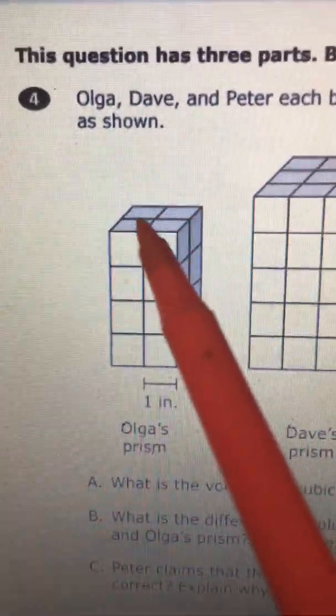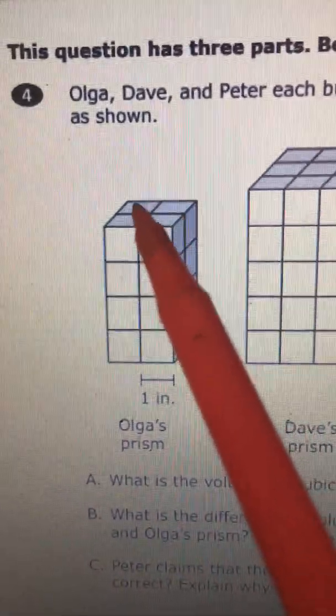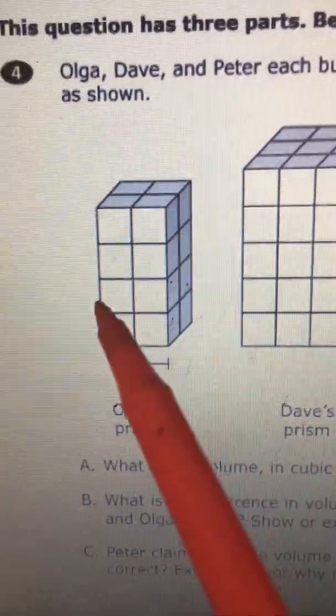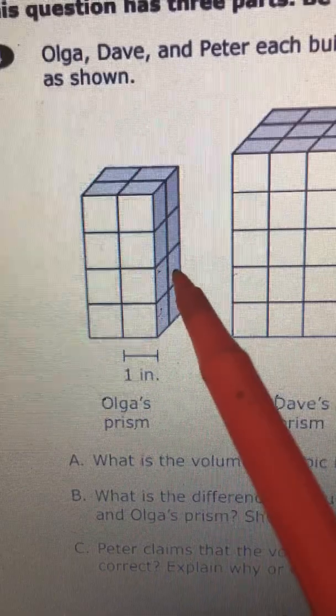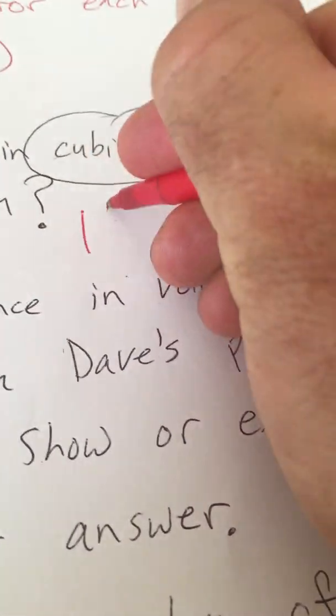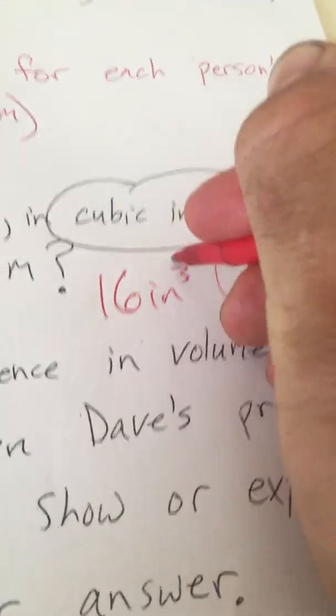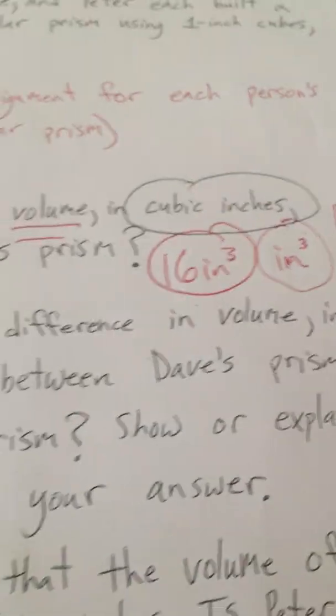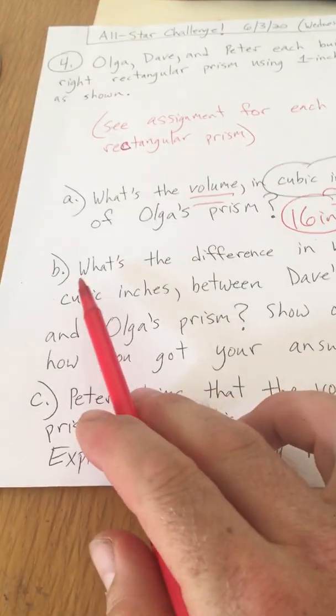If you look, there are 4 in each layer. See the top, you can see all 4, and then there are 4 in the second layer, which is 8, and 4 more in the third layer, which is 12, and 4 more is 16, even though you can't see them all. Okay, so the volume of Olga's prism is 16 inches cubed, or 16 cubic inches. Okay, now let's go to part B.